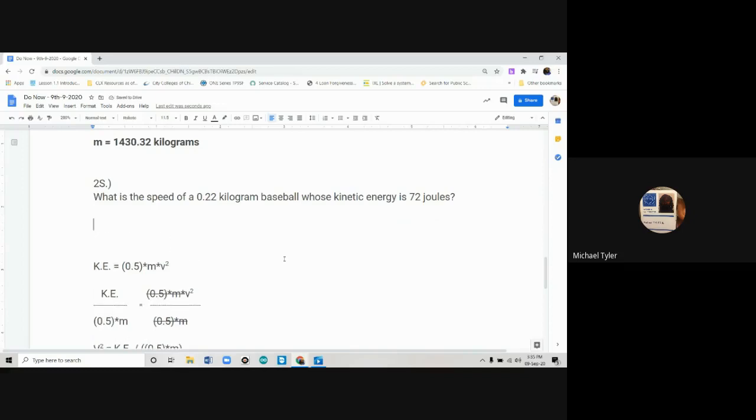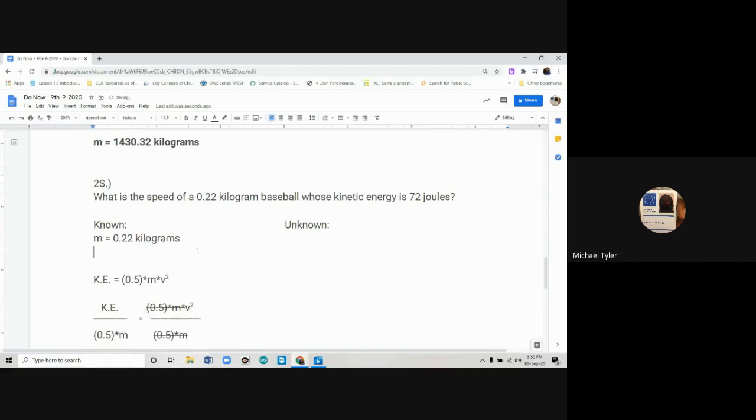Let's set up our known and unknown values, so you know where I'm getting all this stuff from. We plug it in. Well, what do we know? Well, they gave us our speed, right? No, they didn't. No, they're asking for our speed. I'm sorry. They gave us our mass. So little m is equal to 0.22 kilograms.